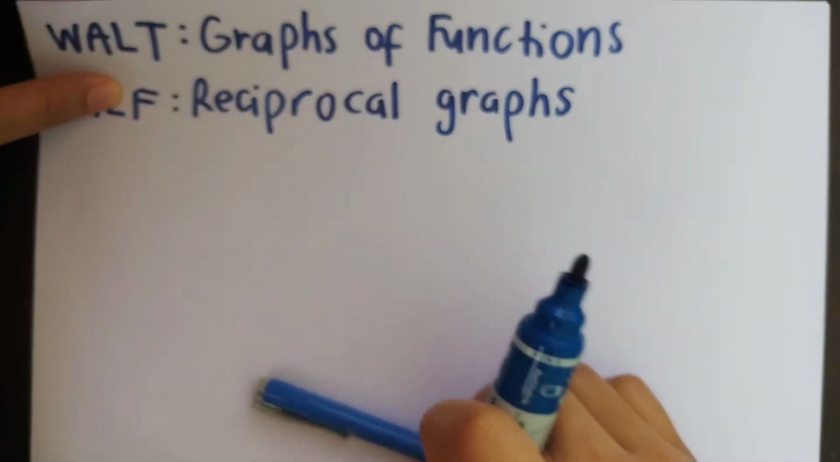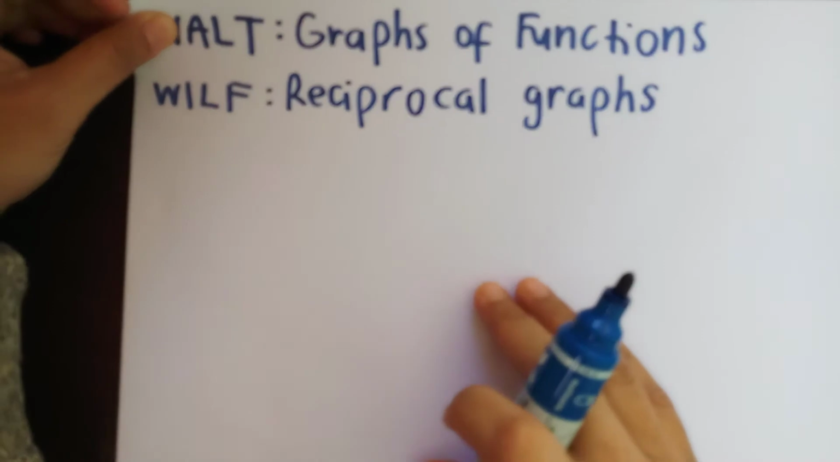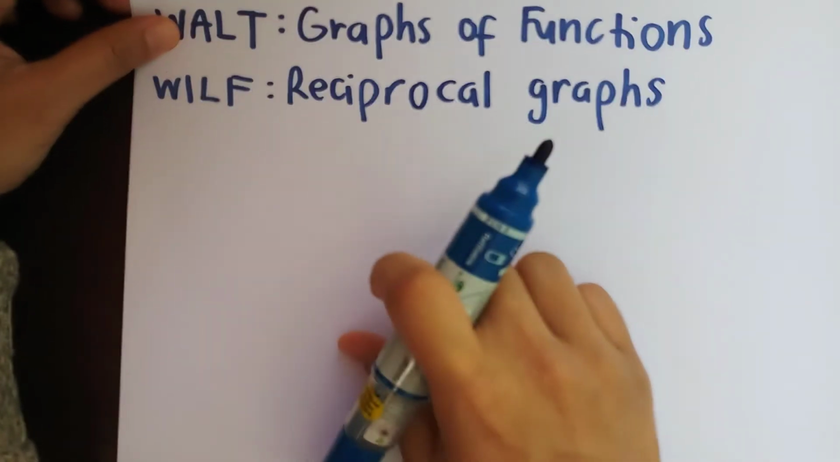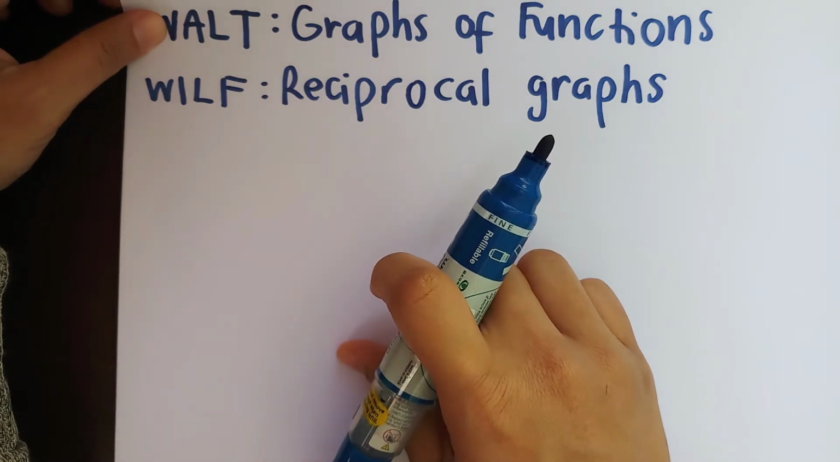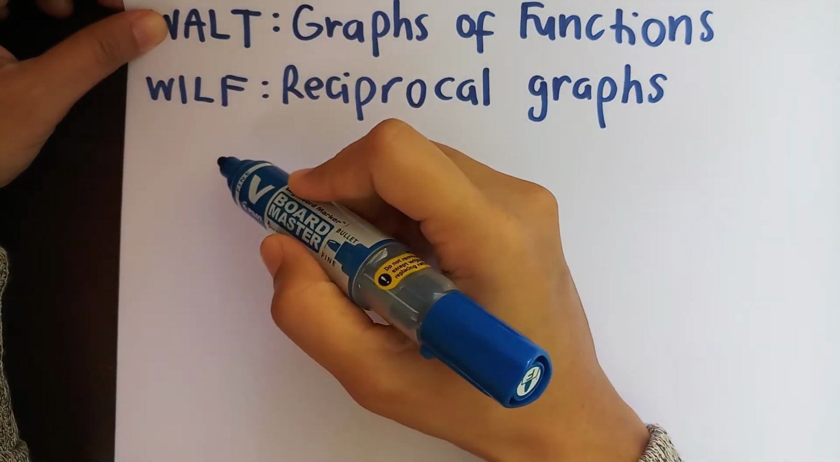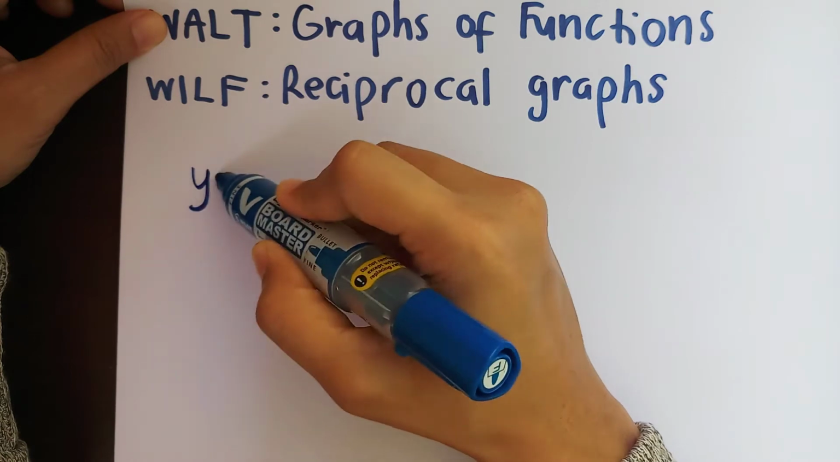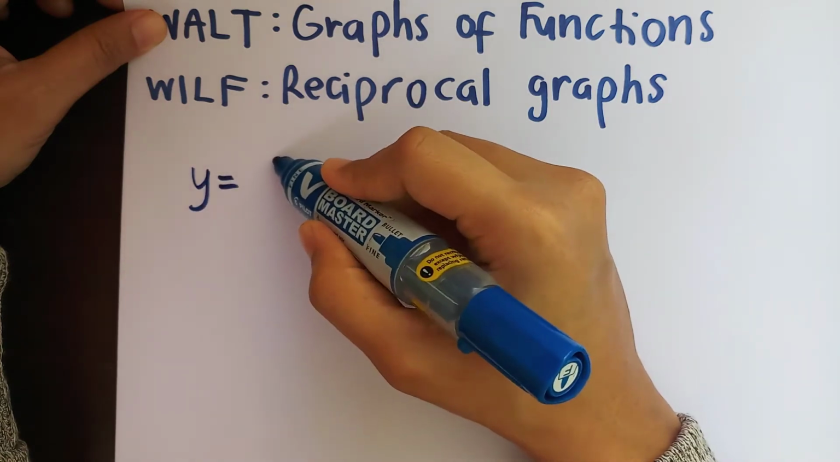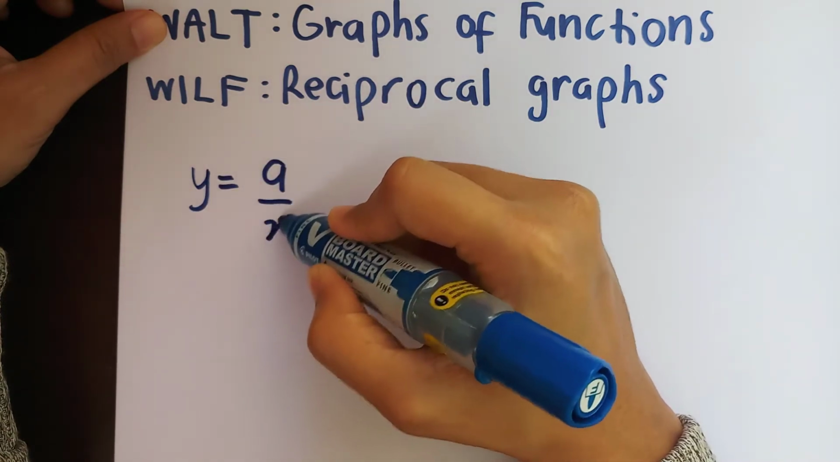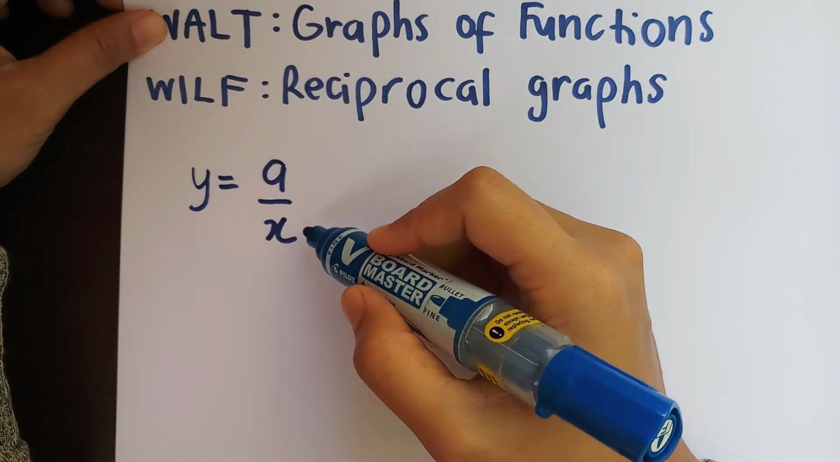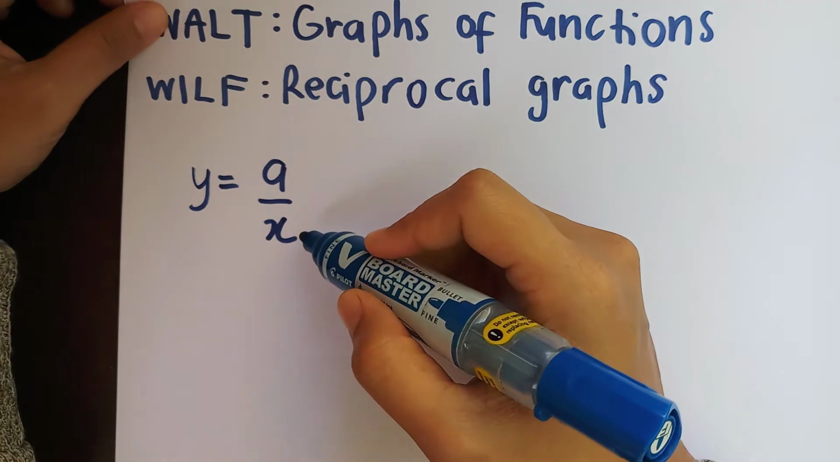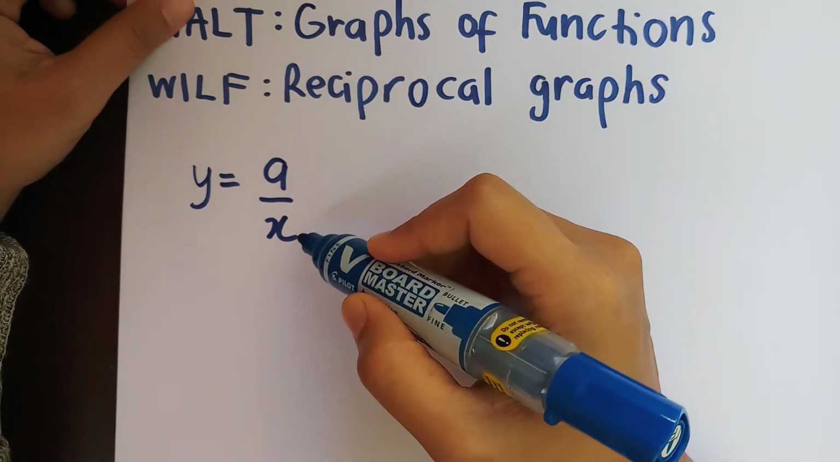The previous one was the cubic graph, now it's the reciprocal graph. A reciprocal equation or reciprocal function is when you have your unknown in the denominator, something like y equals a over x. So a can be any value as long as you have your unknown in the denominator. This is what we call a reciprocal function.